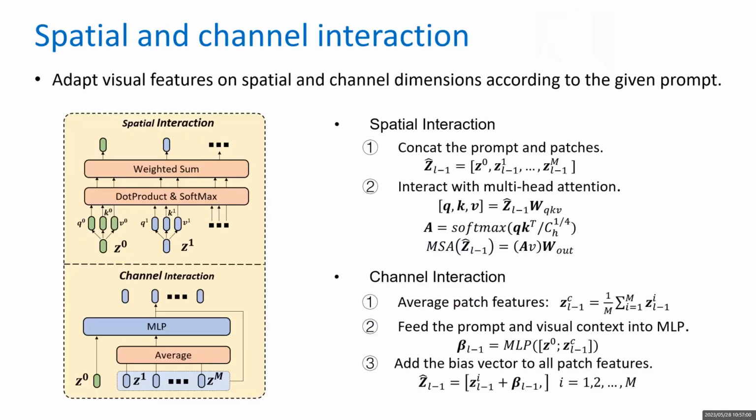We adopt 2 interaction mechanisms, which are complementary to each other. For spatial interaction, we first concatenate the prompt and the patch token sequence. Then, they are fed into a multi-head self-attention module, where the semantic prompt can pass semantic information to related patch tokens. For channel interaction, we first average all patch tokens to obtain a visual context vector. The visual context and the semantic prompt are concatenated together and fed into an MLP. The obtained bias vector is added to each patch token to adjust visual features along the channel dimension.